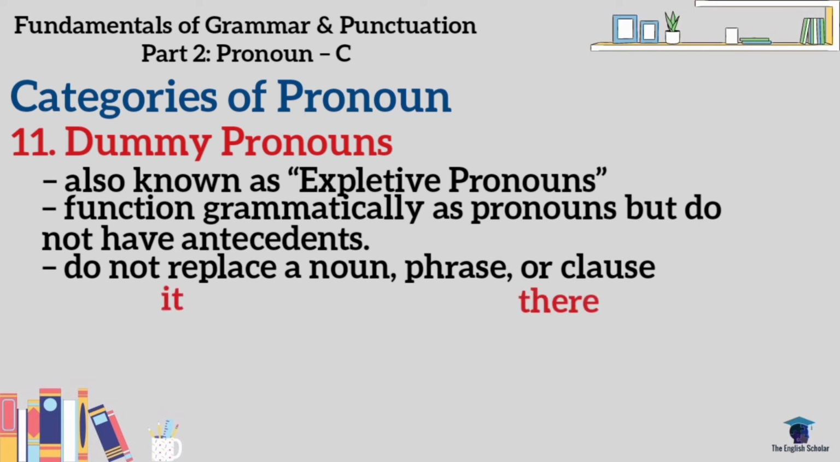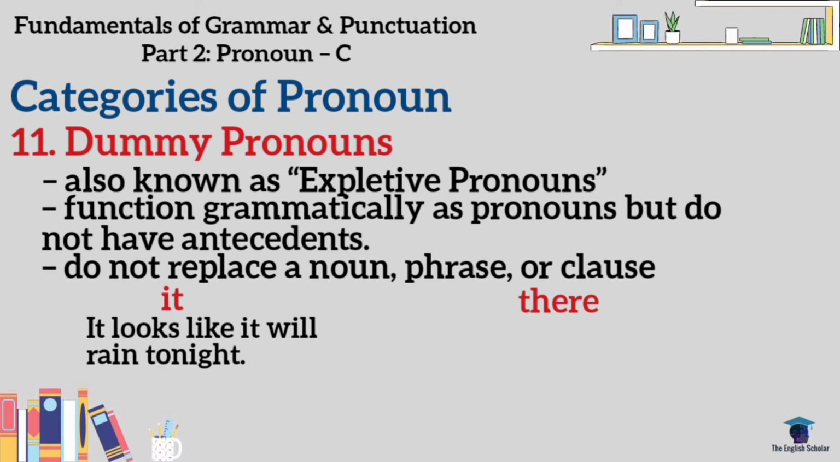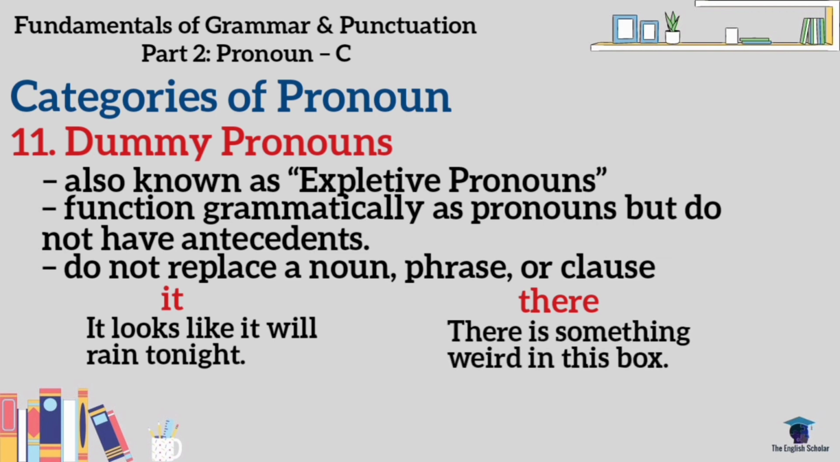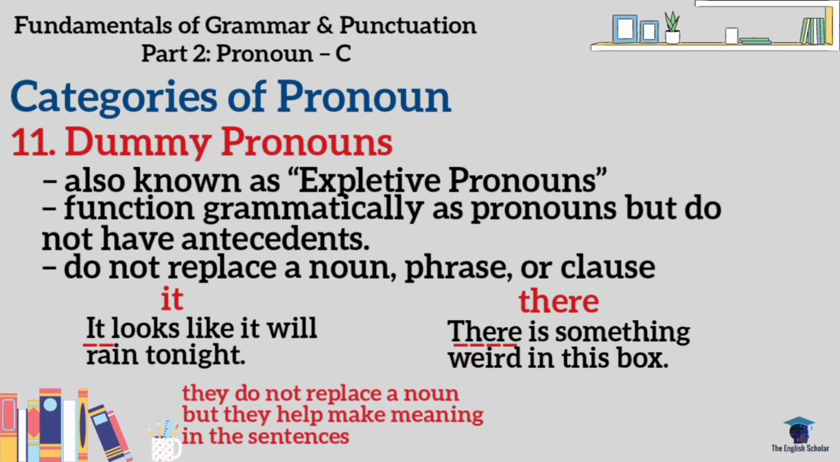For example, it looks like it will rain tonight. There is something weird in this box. The it and their in these sentences do not replace a noun or phrase or clause, but they help make meaning in the sentences. From the term itself, dummy, it is unknown, but it has a presence, and it adds to a new atmosphere, just like a dummy account in any social media. We do not really know who is behind that name they use, but we can feel someone is behind there, and they add up to your knowledge of existence.